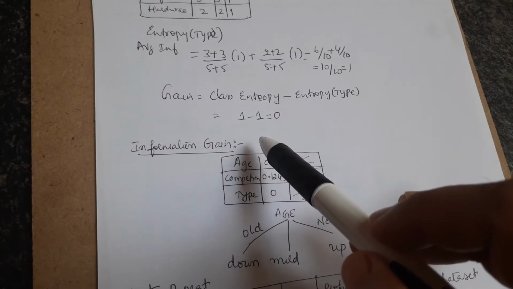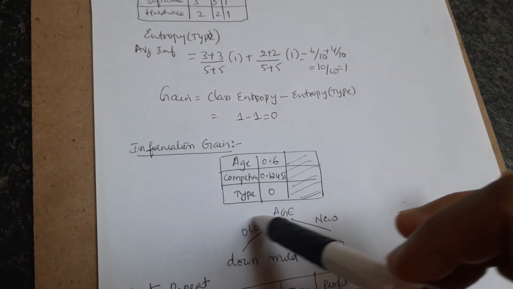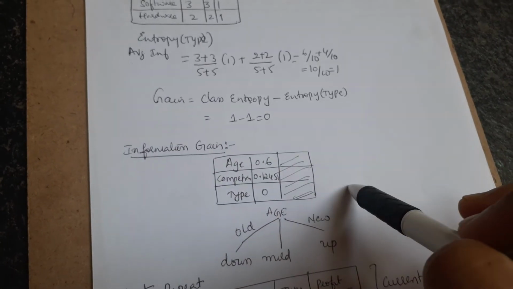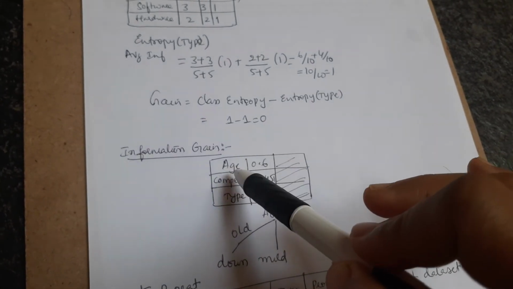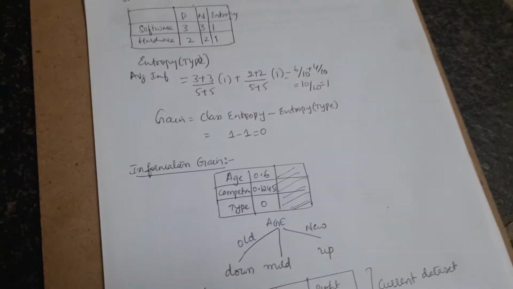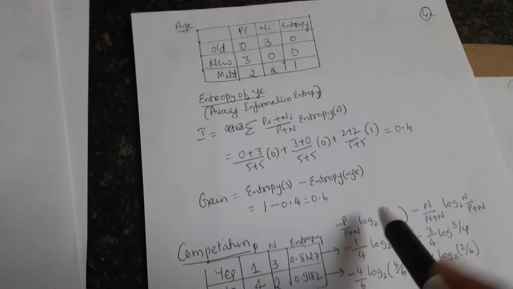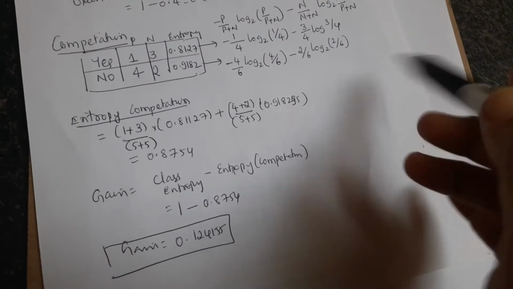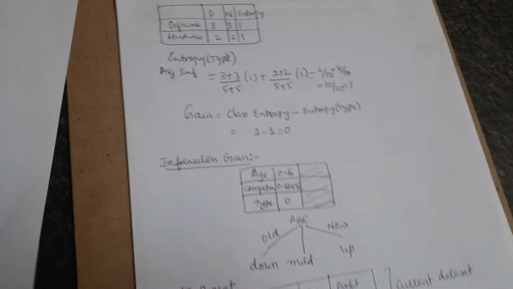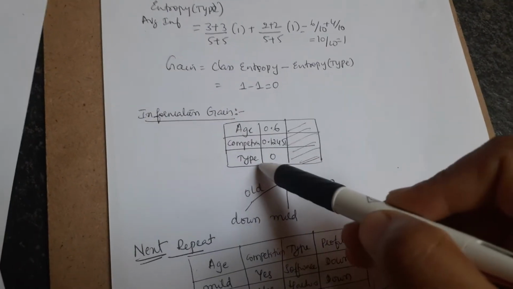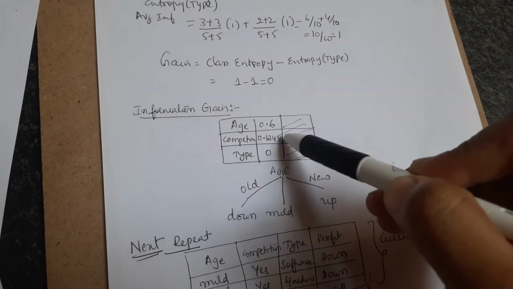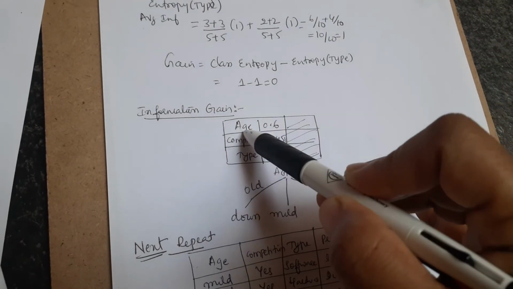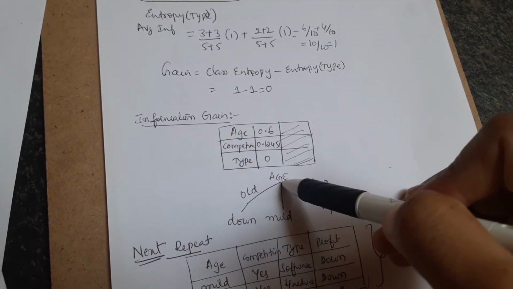Next you make a tabular column and write the total information gain we got for the corresponding attributes. For age we got 0.6. For computation we got 0.12. And for type we got 0. So take this down. Among these, which is maximum? 0.6. So which is the attribute? Age. So now age becomes the root node.